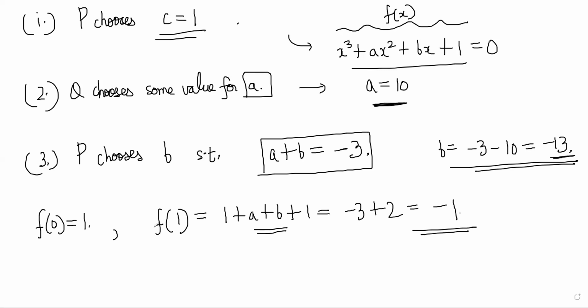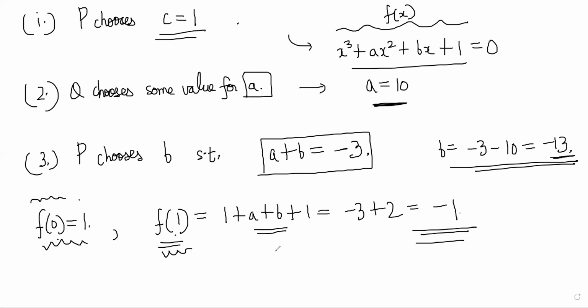Basically, P is arranging things in such a way that f of 0 is 1 and f of 1 is -1. What does this mean? This means P is ensuring that there is a root between 0 and 1. Right? If a cubic has f of 0 is 1, and then f of 1 is -1, that means it has crossed the x-axis in between 0 and 1. This is a consequence of the intermediate value theorem that you might have heard in calculus.